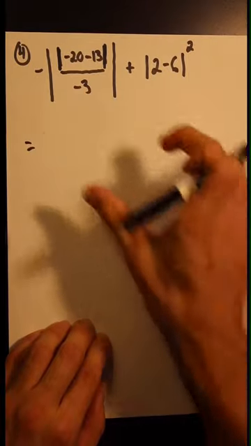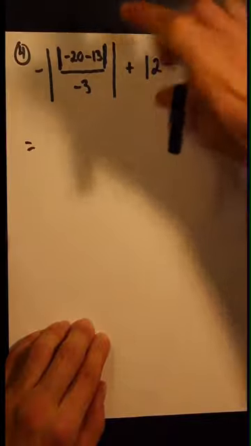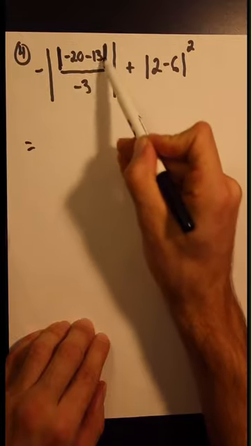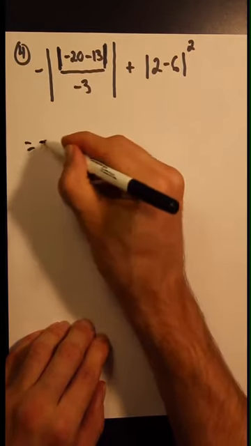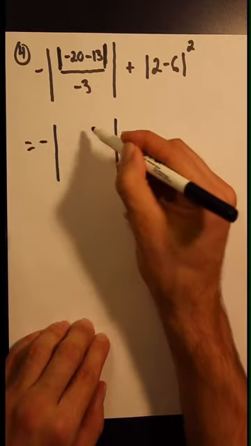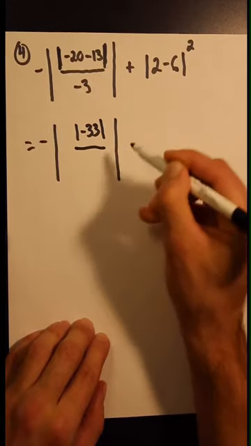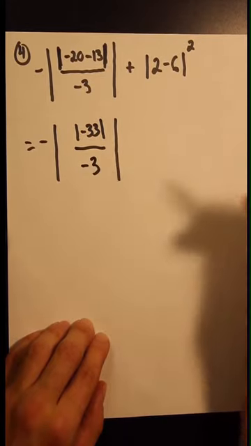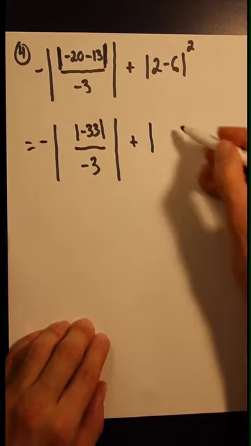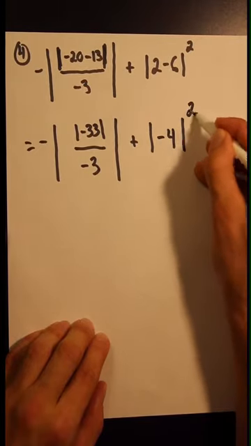So let's work with this big absolute value first. And just as you would treat a bracket, you would work with the most inner brackets that you can. So I'm going to simplify this absolute value here. Everything else I will rewrite. -20 minus 13, the absolute value of that is 33, and divided by -3, nothing happens there. This absolute value we can simplify. 2 minus 6 is -4, and we will be squaring that.